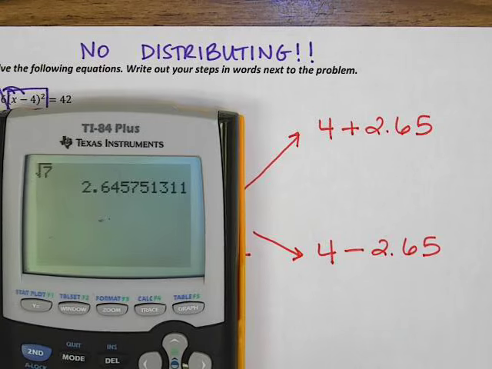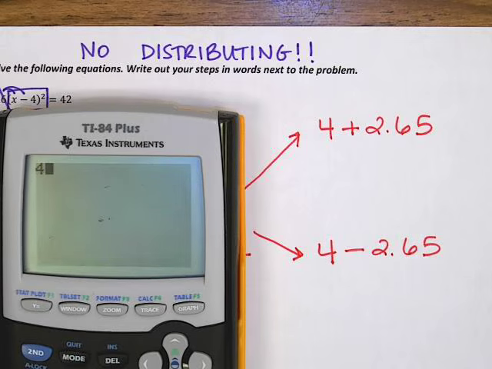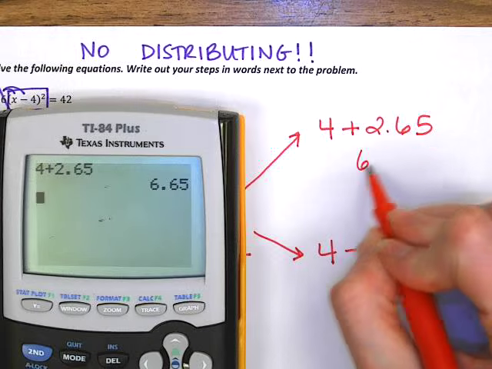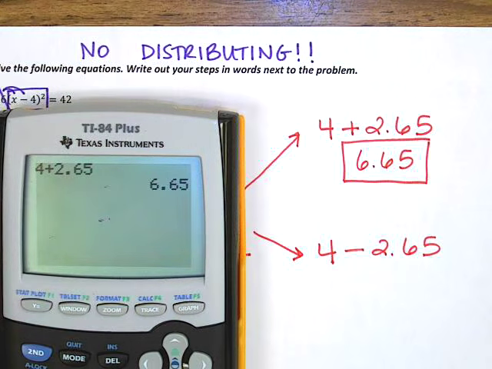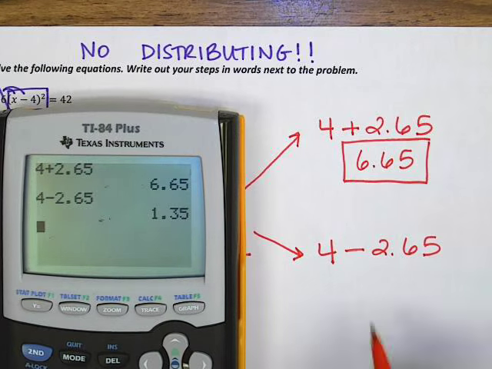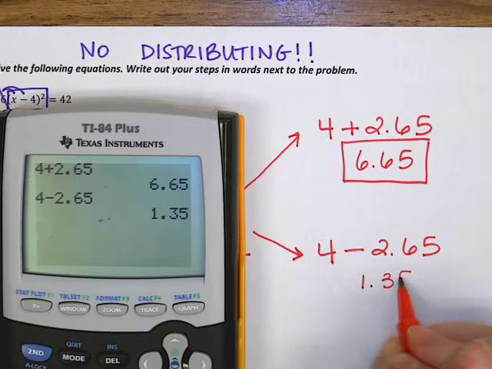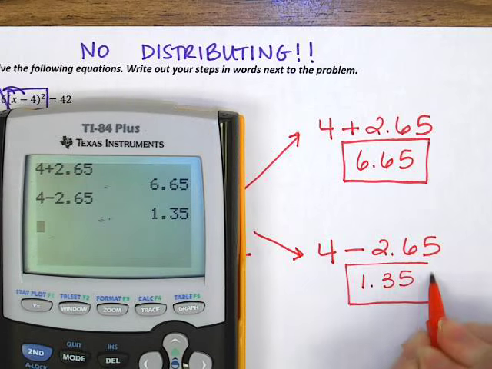Okay, so let's do the plus version first. 4 plus 2.65 is 6.65. And then 4 minus 2.65 is 1.35. Those are our two solutions.